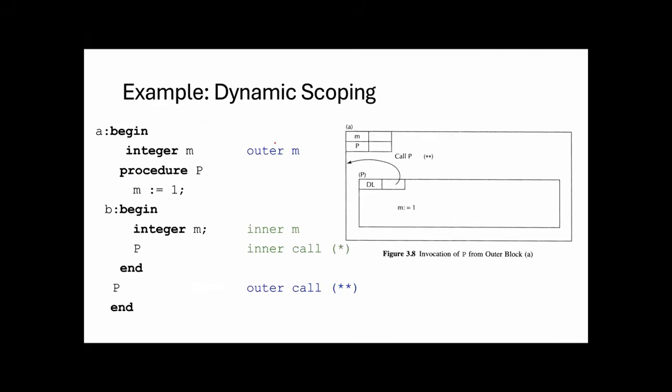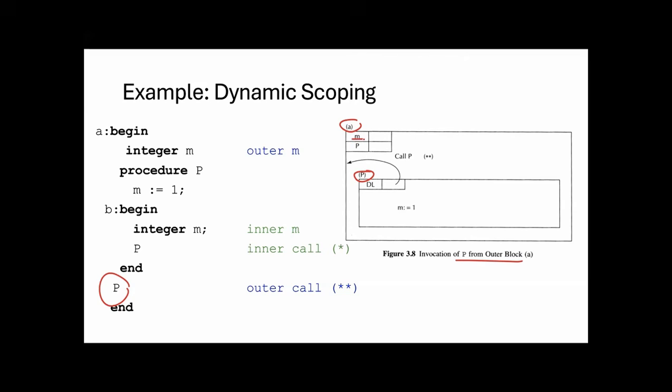So when we have dynamic scoping, we want to exactly see what the caller P, what value for M is actually going to maintain, and basically what value it's going to see. So this is our block A, and then this is our second block, and this is basically our function P or procedure P. And this is a drawing here of the invocation of P from the outer block A. So we're talking about this outer call. So now we are talking about the outer call for the procedure P. So it is being called from the block A.